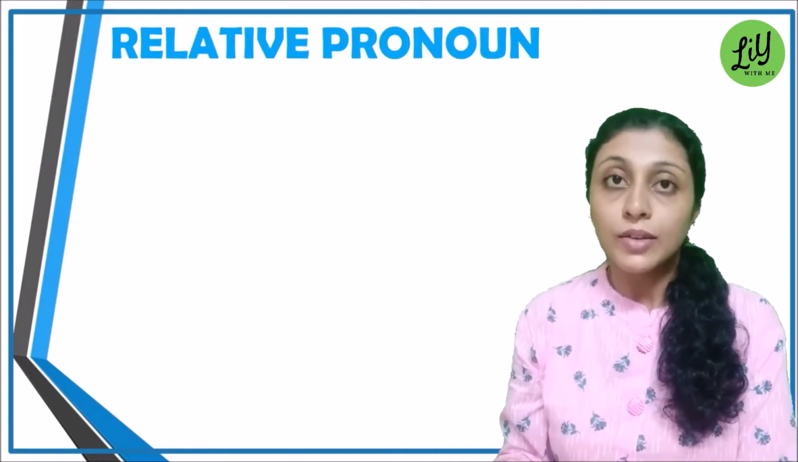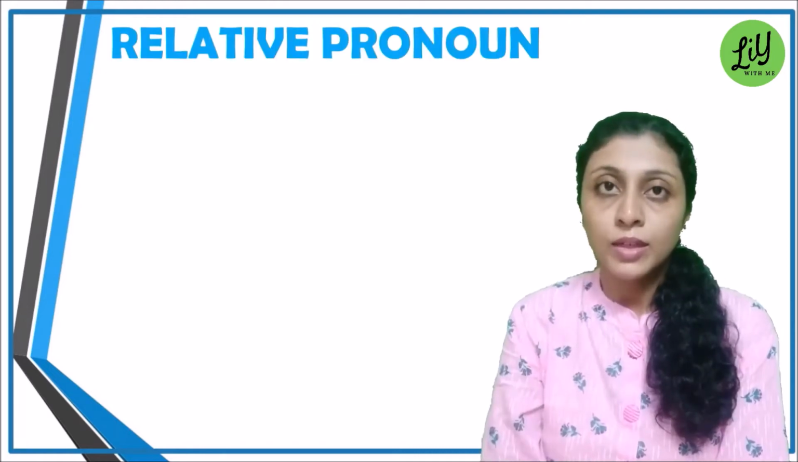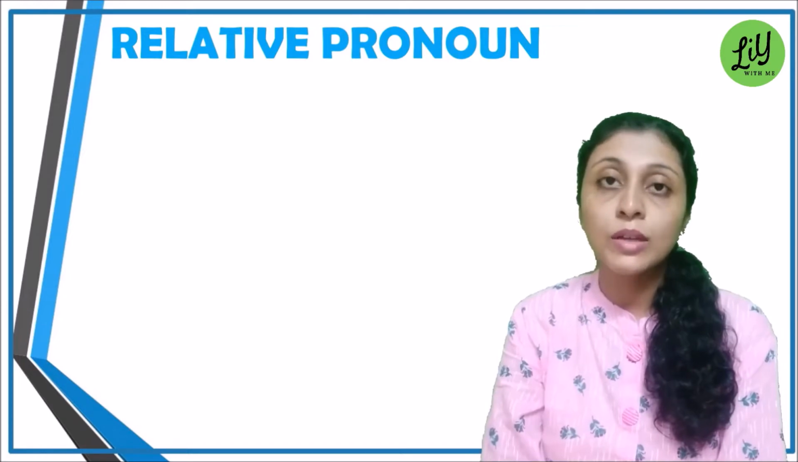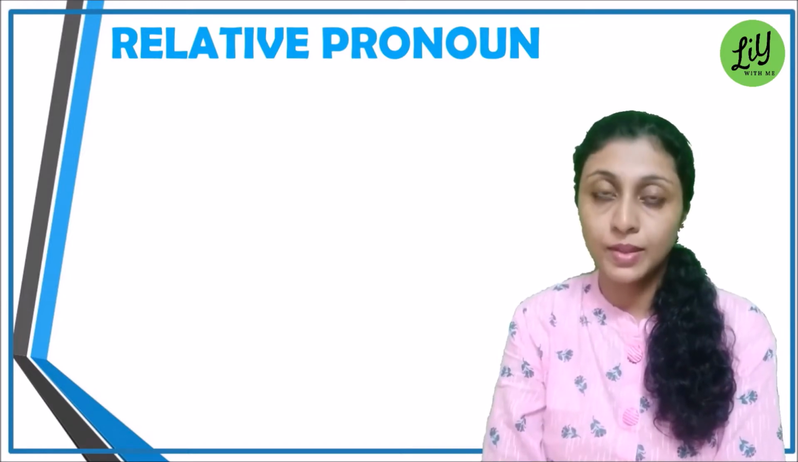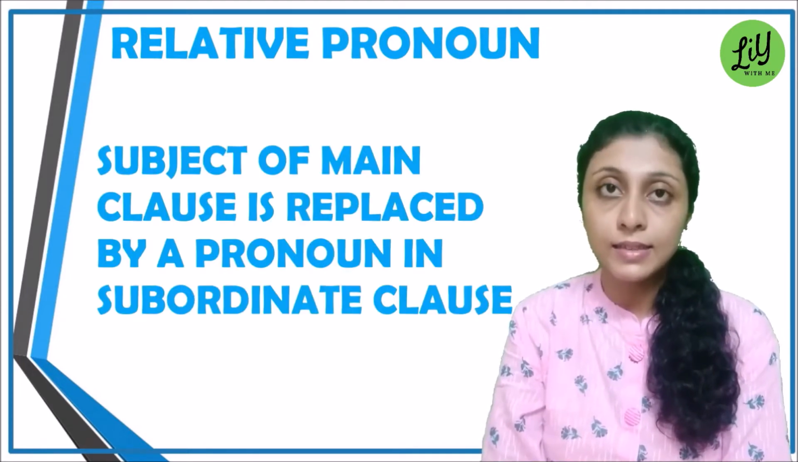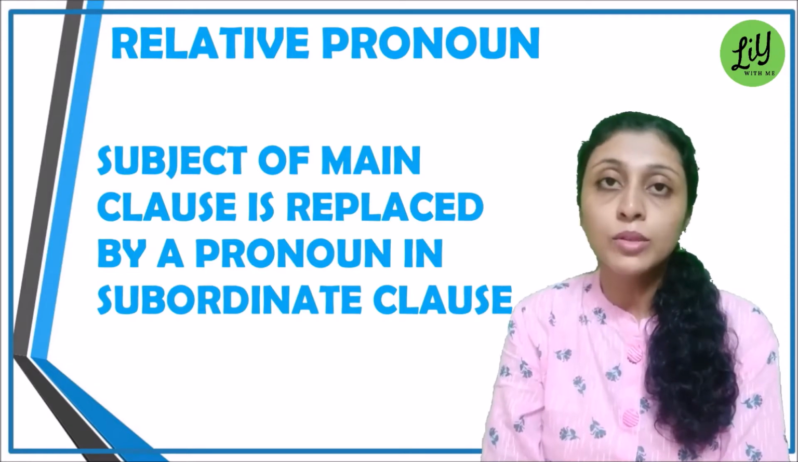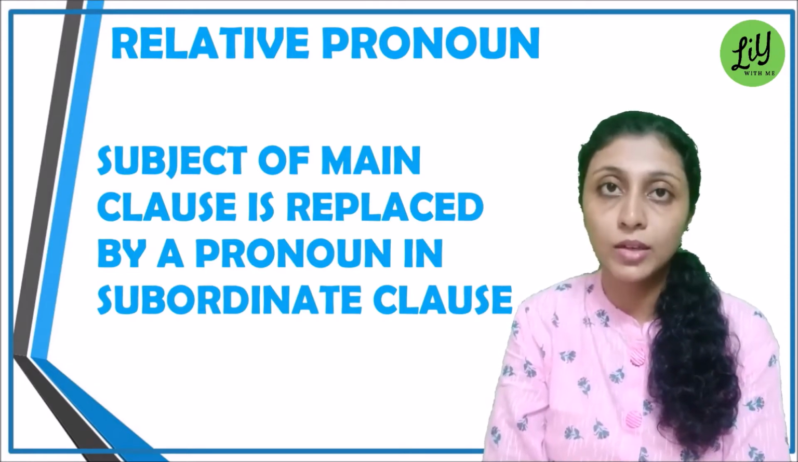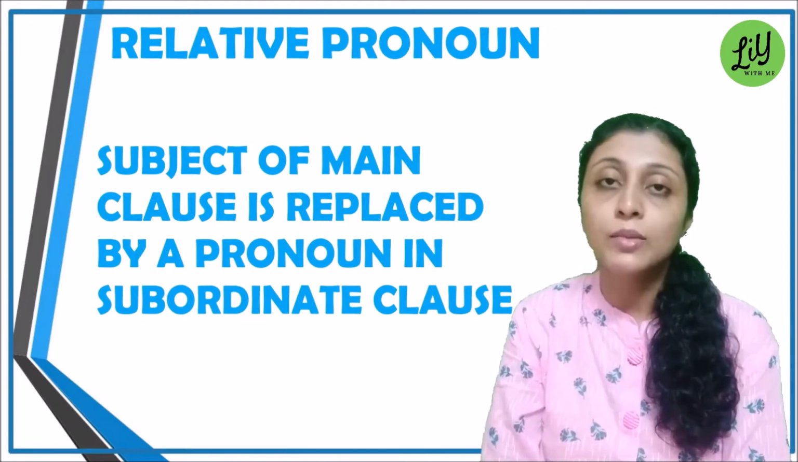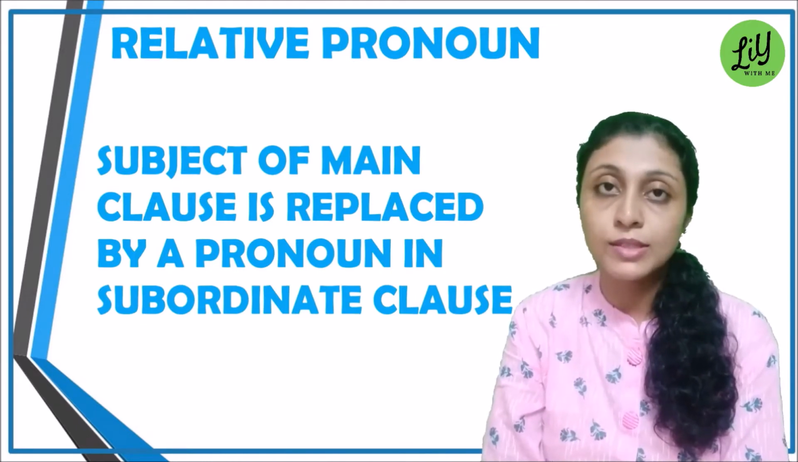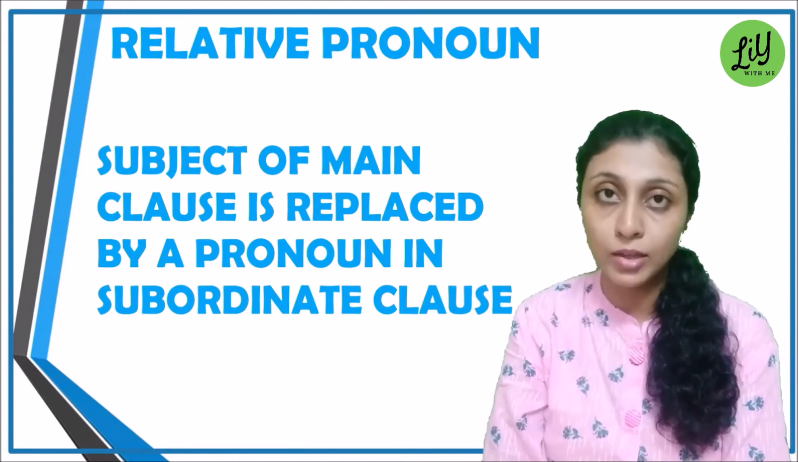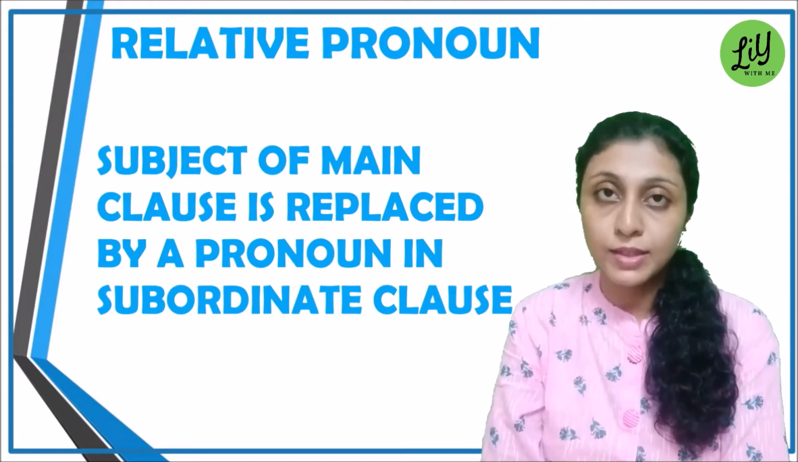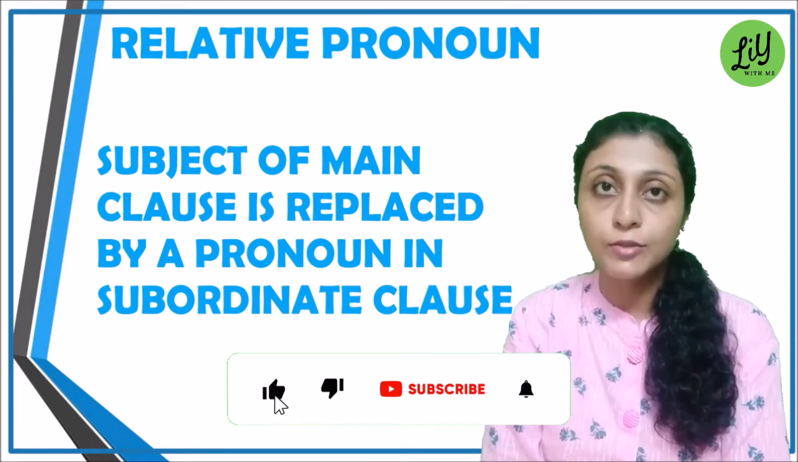So now what is a relative pronoun? When the pronoun relates to the noun, we call it a relative pronoun, which means in a single sentence that has more than one clause, there would be a main clause and a subordinate clause. And when the subordinate clause, which is the clause that is dependent on the main clause, relates to the subject of the sentence, which is in the main clause, then we call it a relative pronoun.